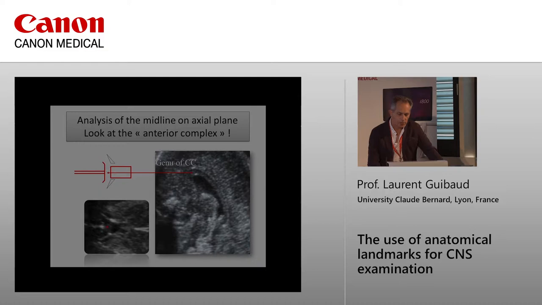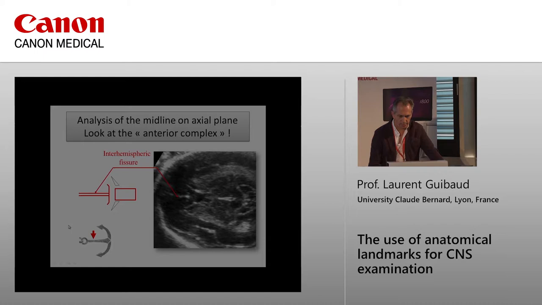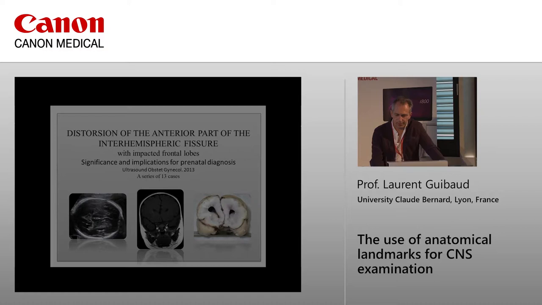Now, here you have the genu of the corpus callosum. You see the genu is here, and just above the genu you have the pericallosal sulcus, which is here. And this looks like an anchor. The base of the anchor here is the pericallosal sulcus, and the arm of the anchor is the callosal fissure. Is it interesting to see this fissure? Yes, because we have reported that in some cases there is a distortion of the anterior part of the fissure. And in that case, it can be an indicator of midline anomalies, but also of more complex CNS anomalies.